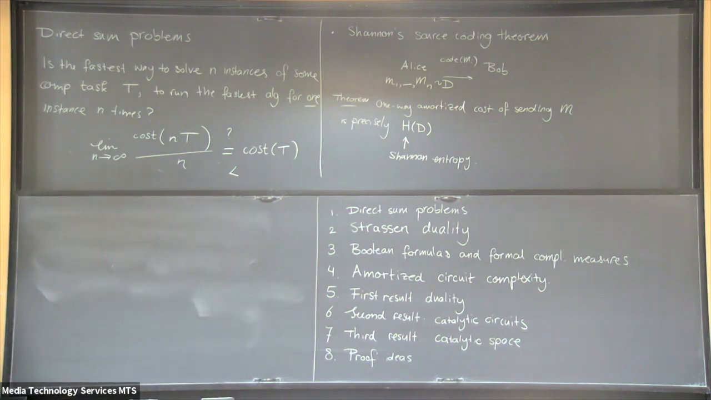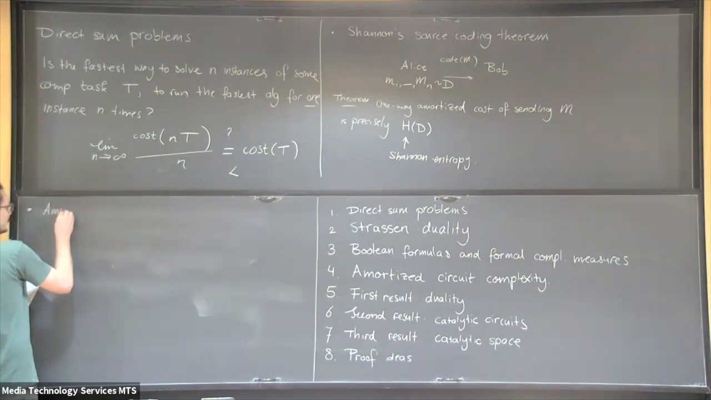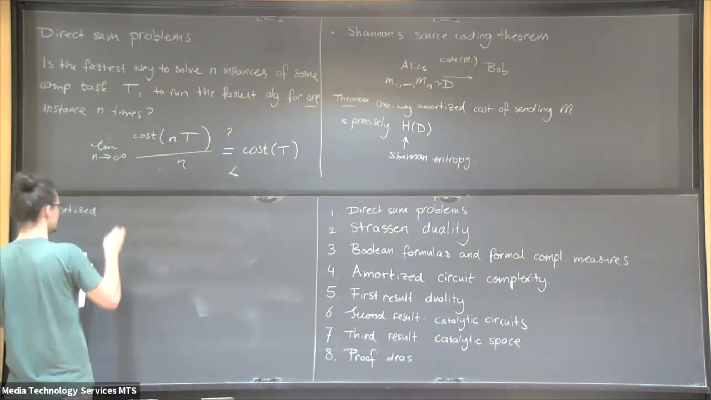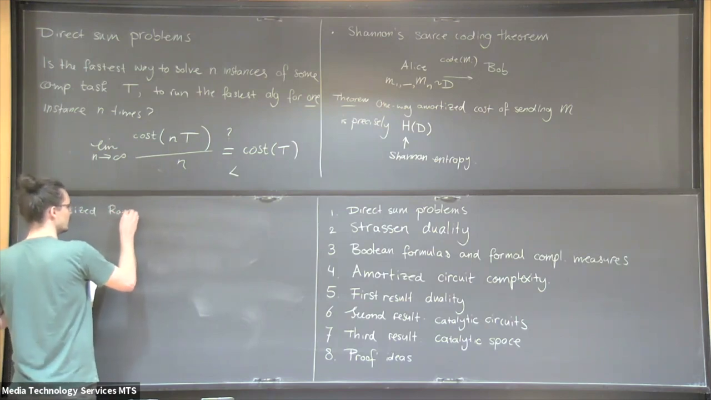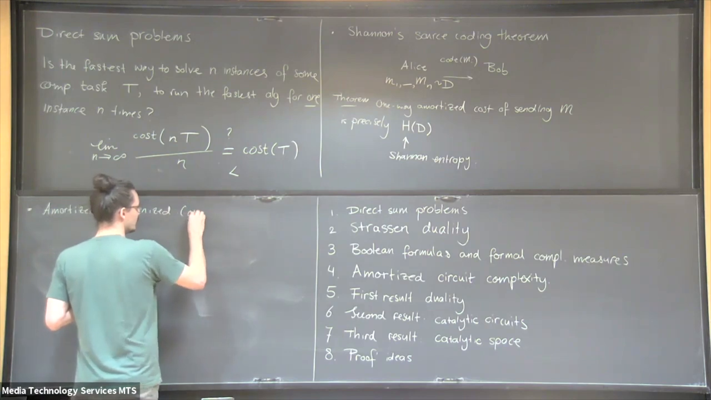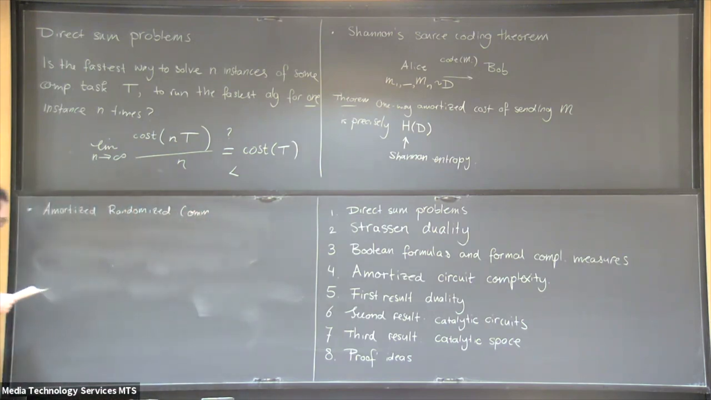And this example has a similar flavor, but we allow a little bit more. So here we have amortized randomized communication. There's another type of problem that's deeply studied.